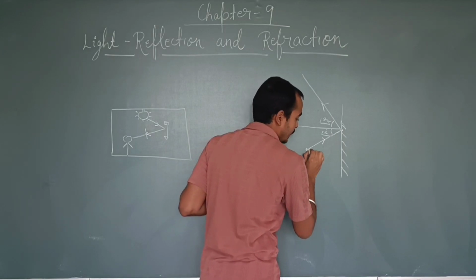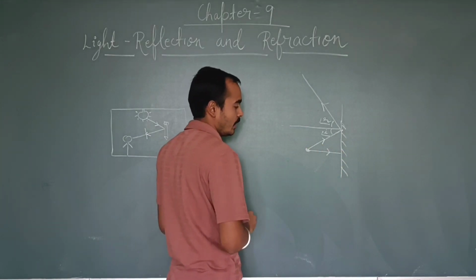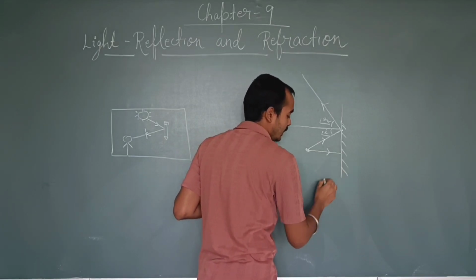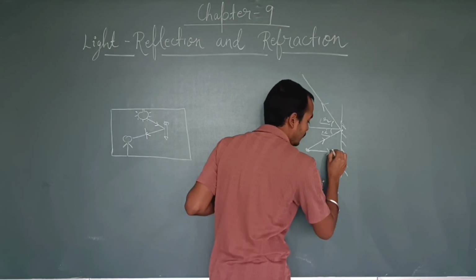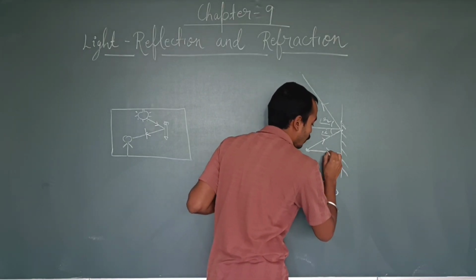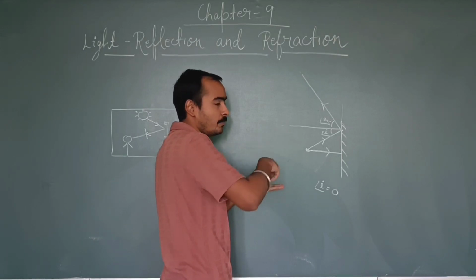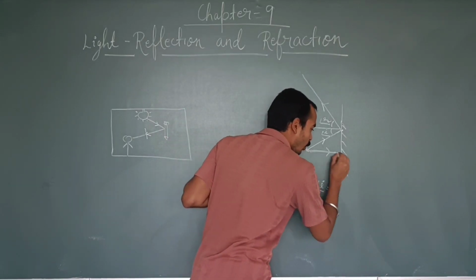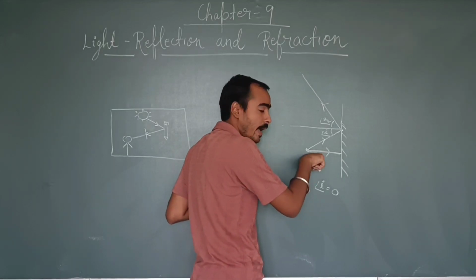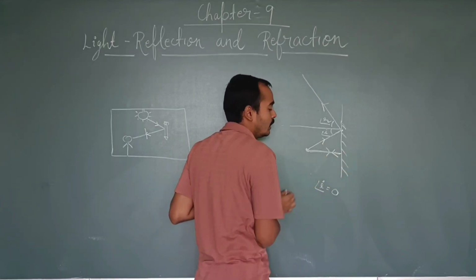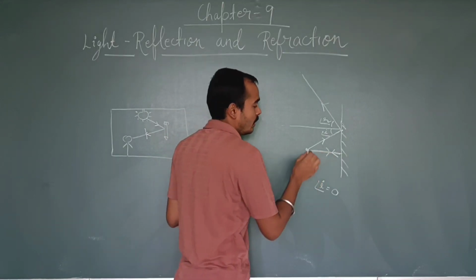Now, suppose a second ray is coming like this. This is the angle of incidence. And here, the angle of incidence is 0 degrees, because this is the incident ray and the normal is also upon this. Both are coinciding with each other. So the angle between the incident ray and the normal is 0 degrees. So if the angle of incidence is 0 degrees, the angle of reflection will also be 0 degrees, and this light ray will just come back the same way.